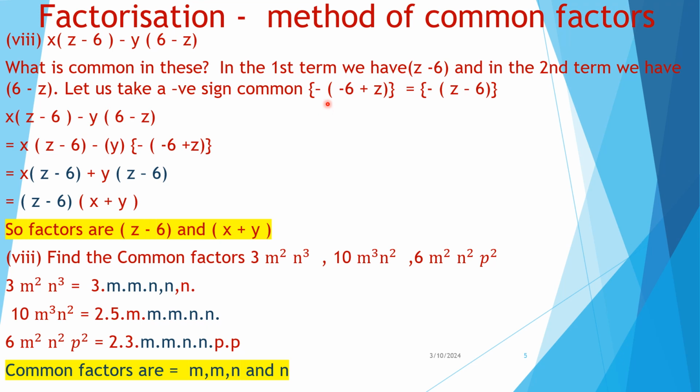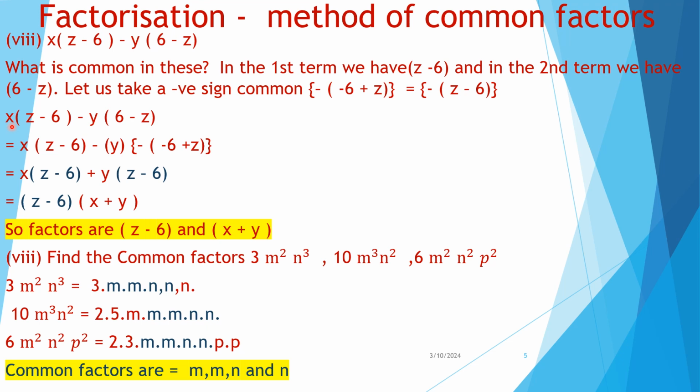So I take out a negative sign outside the bracket. When I put a negative sign outside the bracket, all the terms inside the bracket will change sign. So 6 becomes minus 6 and minus z becomes plus z. Now this is equal to minus z minus 6. I have interchanged using the commutative law.